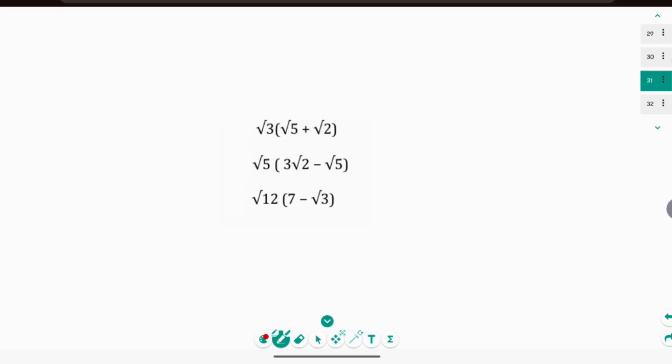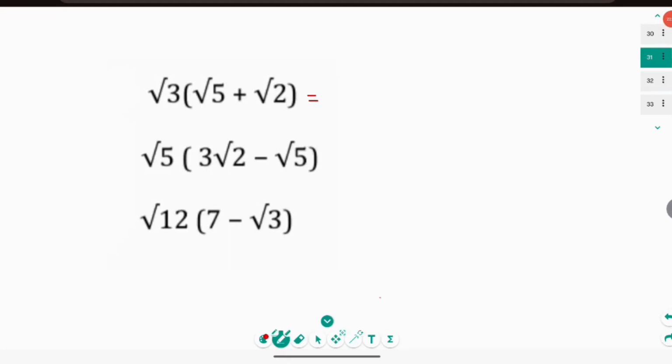Okay, have a go at these 3 yourself. Put me on pause and press play when you're done. Okay, this first one, root 3 times root 5 is root 15, plus root 3 times root 2 is root 6. You cannot simplify those, so let's move on to the next one.